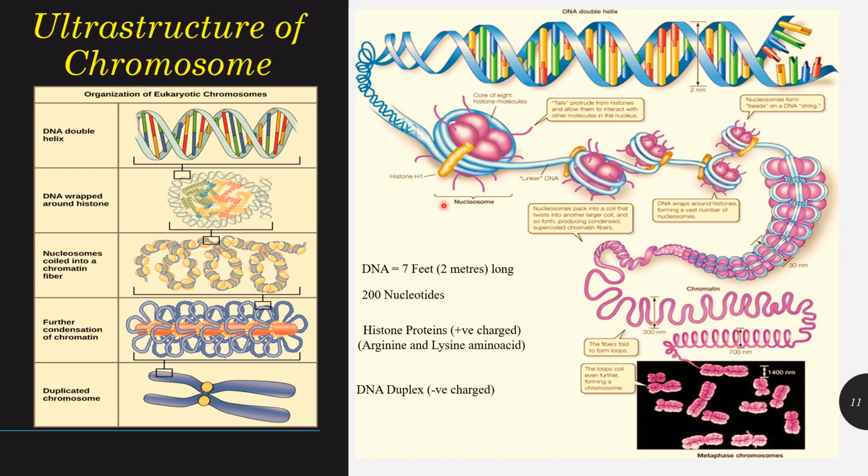अगर हम एक beaded structure को स्टडी करें, देखें, तो हमें पता चलेगा कि there are special proteins which are known as histone proteins present. 8 molecules of histone proteins are present in the center around which a portion of the DNA duplex is coiled.